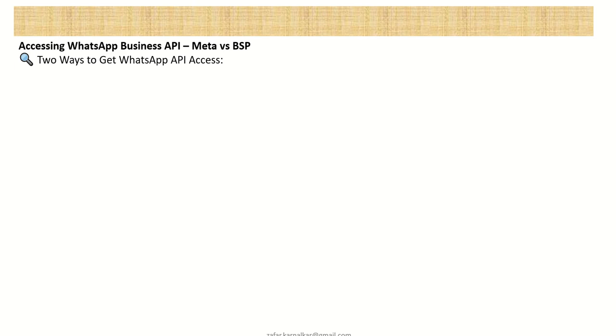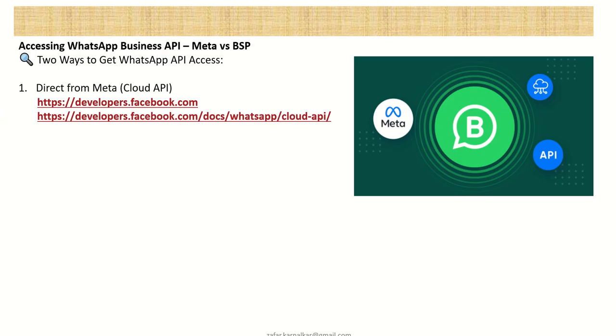Now, the important thing: where to purchase the WhatsApp Business API from. There are two options, Meta versus BSP. Let's see. Option one is direct from Meta. So what is Meta? Meta is an American technology company which owns several social media platforms like Facebook, Instagram, WhatsApp, etc. So we can purchase the APIs directly from Meta, and for that we have to make use of websites like developers.facebook.com.